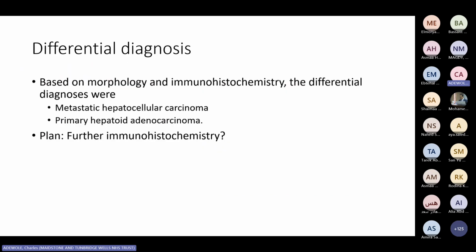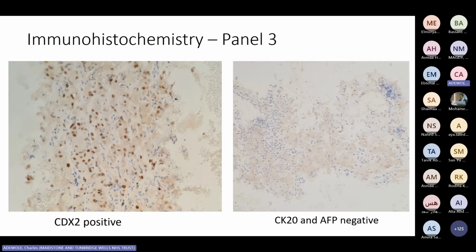But we were able to pin down our diagnosis to two diagnoses, which could be metastatic hepatocellular carcinoma or a primary hepatoid adenocarcinoma. Considering how rare a primary hepatoid adenocarcinoma is, we couldn't just sign that out without doing further immunohistochemistry. So we did a third panel of immunohistochemistry, which included CDX2, which came back positive. CK20 and AFP came back negative.